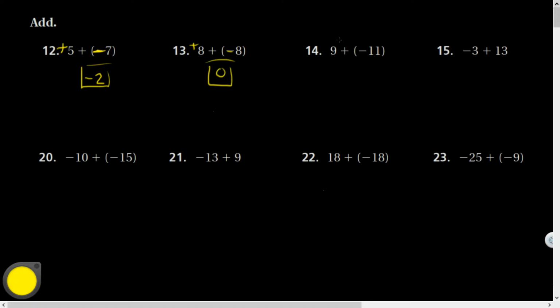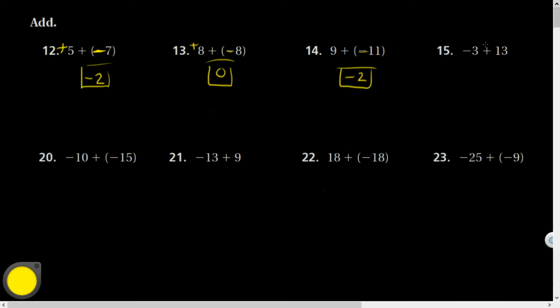Let's see. All right, 9 plus negative 11, different signs. I'm going to get 2. Who's more influential here? Negative 11, so it's a negative 2. All right, let's see. Someone want to carry me through all of 15? Could they explain how they might do it?